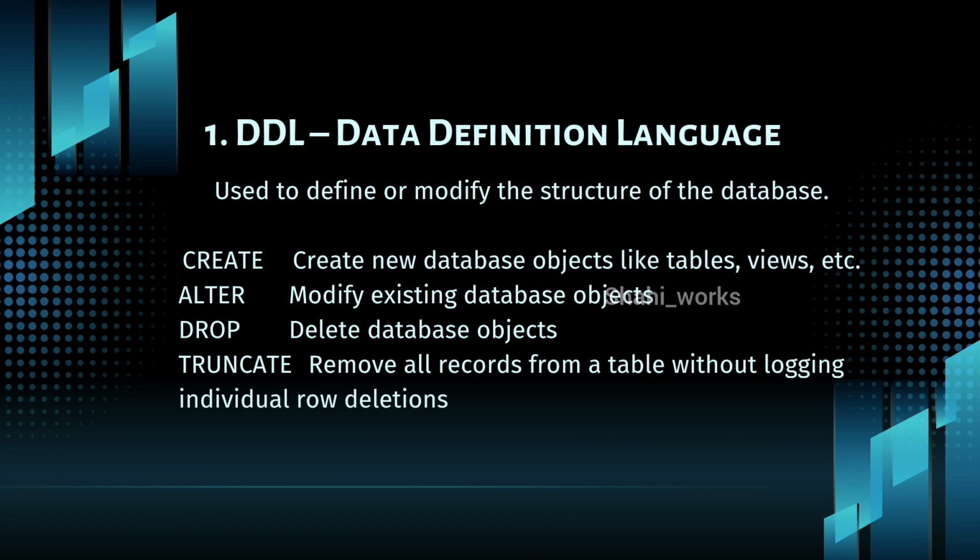Drop. Know the difference between drop and truncate. Don't get confused here. Drop helps us to delete database objects, whereas truncate removes all records from the table without logging individual row deletions. So drop allows us only to delete an object, whereas truncate helps us to delete the whole table's records.